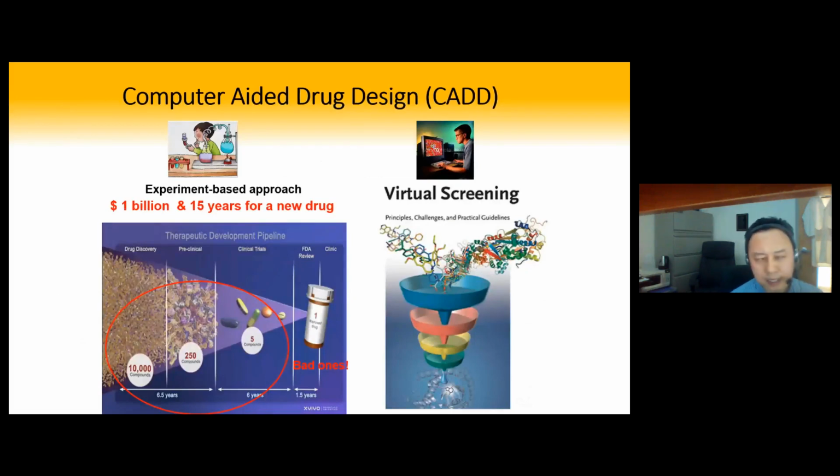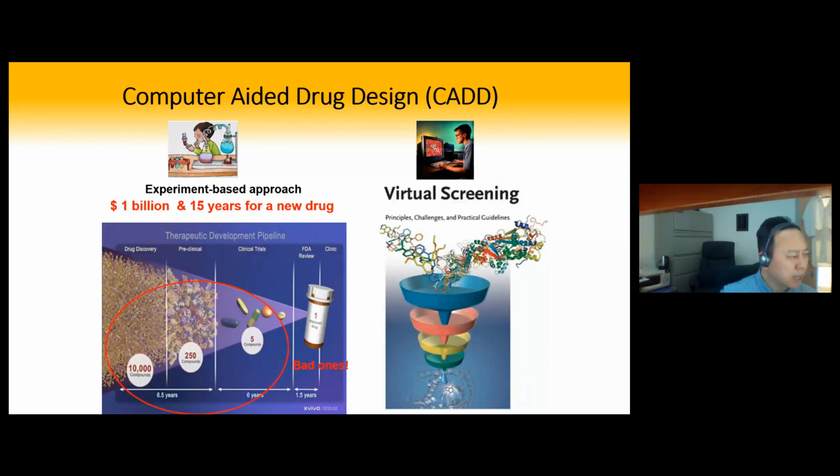So first thing, why do we want to do computer-aided drug design? The reason is very simple. The traditional way takes too much money and too long to develop a new drug. Like in this pandemic, we cannot wait for years, and sometimes we cannot even wait for months, to save lives.